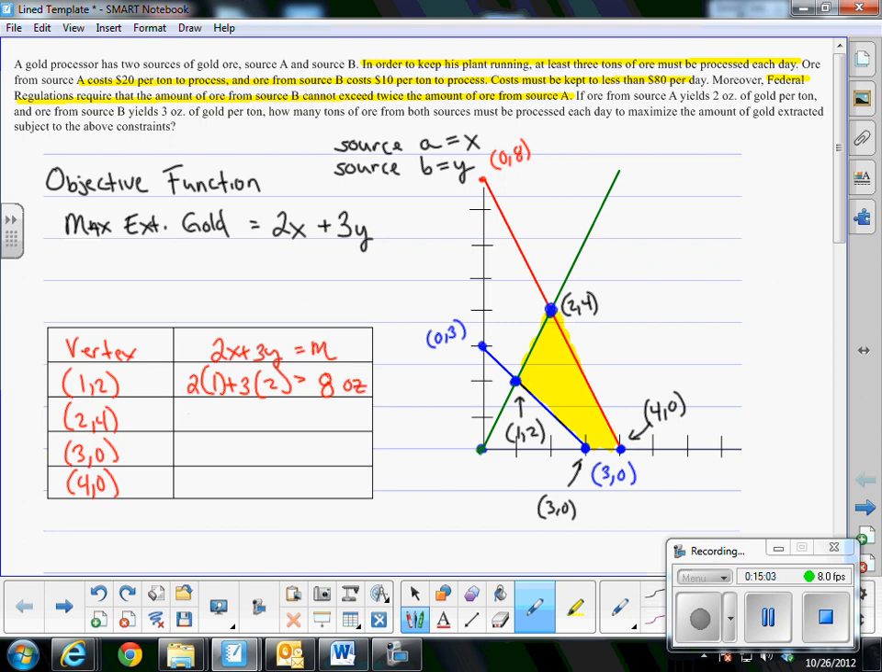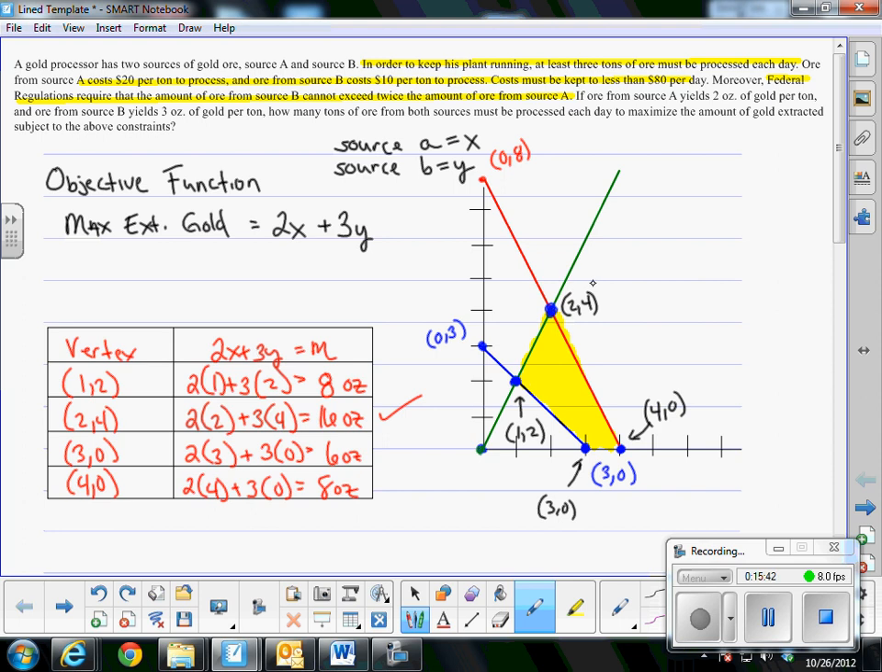If I try (2, 4), that's 2 times 2 plus 3 times 4. 2 times 2 is 4, plus 12 is 16 ounces of gold. If I try (3, 0), 2 times 3 plus 3 times 0 gives me 6 ounces of gold. And (4, 0) is 2 times 4 plus 3 times 0, which equals 8 ounces of gold. Looking at these, that value right there is the maximum. So 16 ounces is my optimal solution.